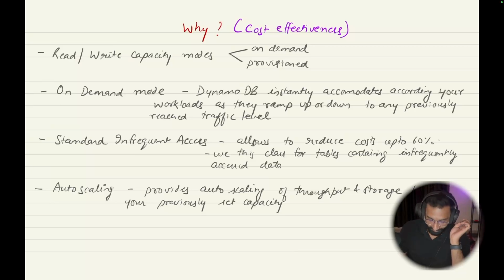If you have infrequent access, you can set up standard infrequent access if your data is not very frequently accessed. This would reduce your cost by up to 60%. With auto scaling, your throughput and storage would be based on your set capacity, whatever you choose when you are creating your DynamoDB table. So that would be used.